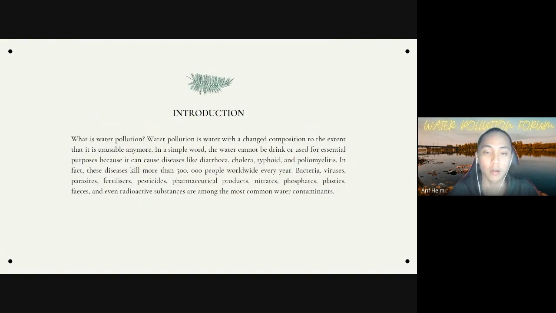For the introduction of water pollution, what is water pollution? Water pollution is water with a changed composition to the extent that it is unusable anymore. In simple words, the water cannot be drunk or used for essential purposes because it can cause diseases like diarrhea, cholera, typhoid, and poliomyelitis. In fact, these diseases kill more than 500,000 people worldwide every year.